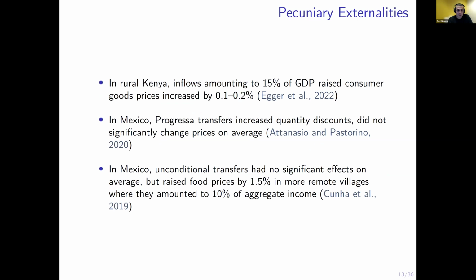Second, on prices. A few studies look at this. In the one in Kenya that I mentioned before, we put a lot of money into these rural economies and estimate that consumer goods prices went up by a bit, but a fairly little bit. So about 10 to 20 basis points relative to 15% of GDP approximately flowing in. There are two nice studies in Mexico. So Progresa, which is Mexico's famous cash transfer program, there's some evidence that prices didn't change on average, but that there was an effect on quantity discounts.